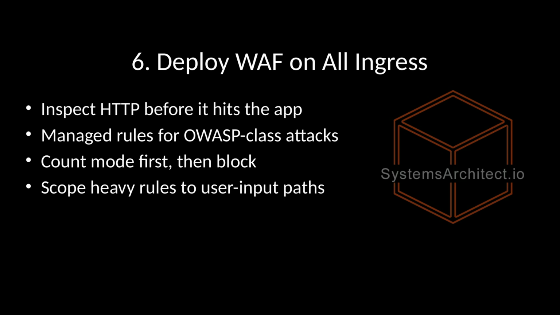Application attacks ride valid HTTP on 443 and skip network rules. OWASP Top 10 still drives real breaches, so managed rule sets catch known patterns before your code is the only defense. Run count or log mode for 2 to 3 days, fix false positives, then block. Scope heavy body inspection to user input routes and skip static assets to cut cost and noise.